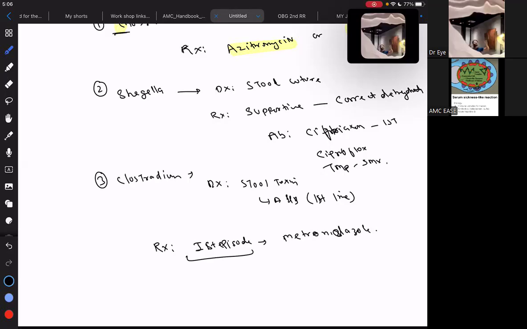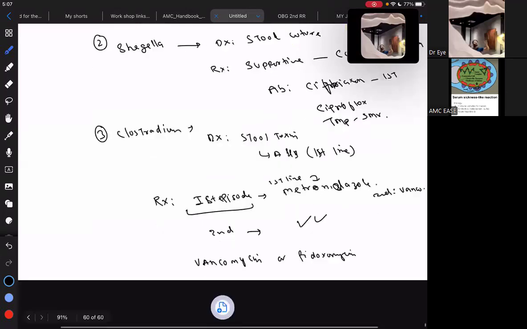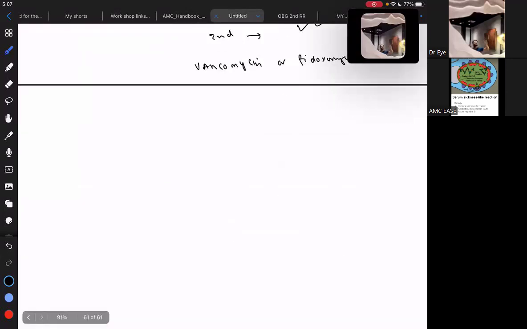The first line is metronidazole, and the second line is vancomycin. For the second episode, you again go for metronidazole, but if it relapses again, then we can go for vancomycin or fidaxomicin. Okay, that's it.